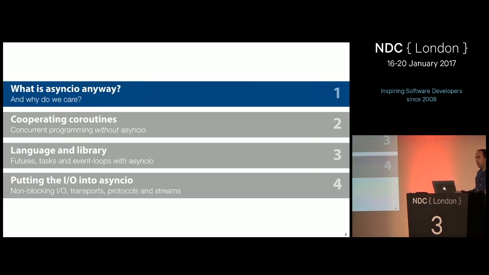So the structure of the talk today: what is async IO? Why do we care about it? Why do we need it? Why is it a thing? I'll start with that. Then we'll move on to explaining coroutines and understanding what coroutines are. They are at the foundation of how async IO works.